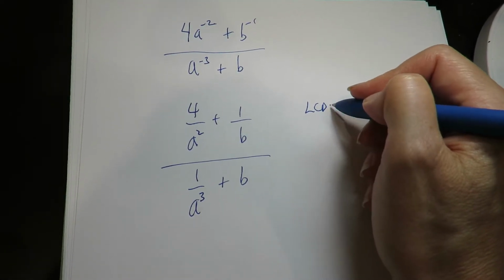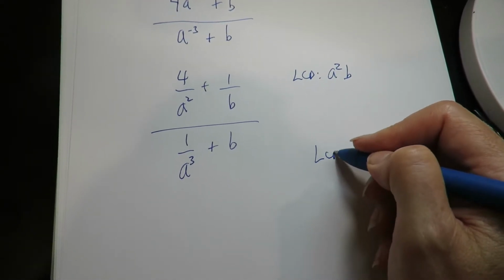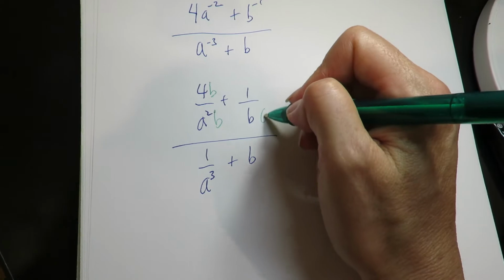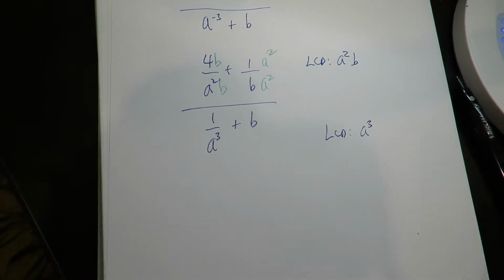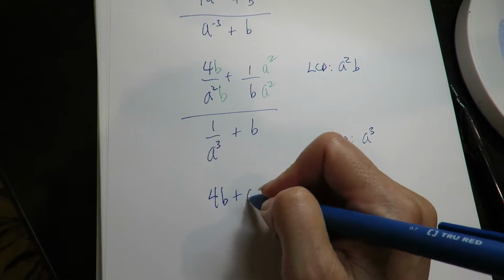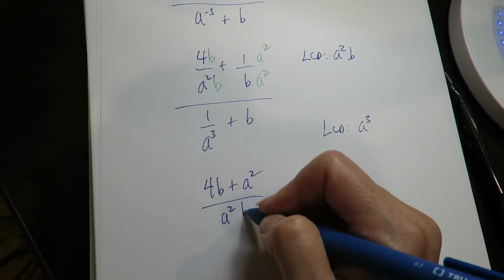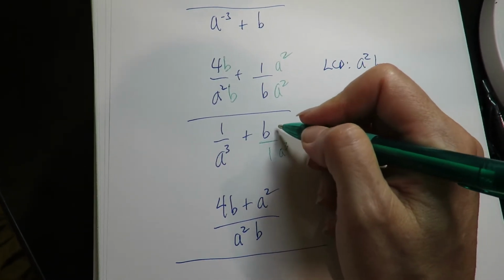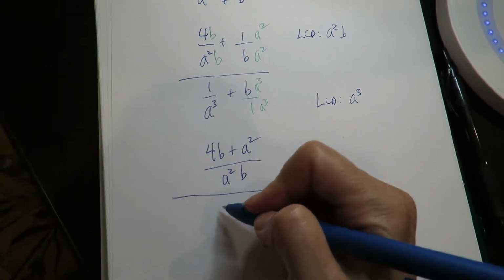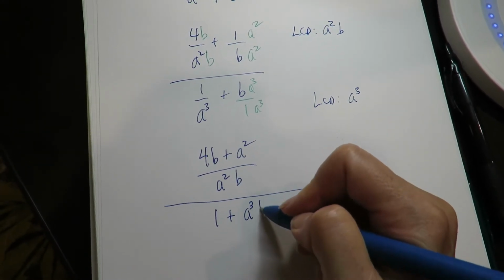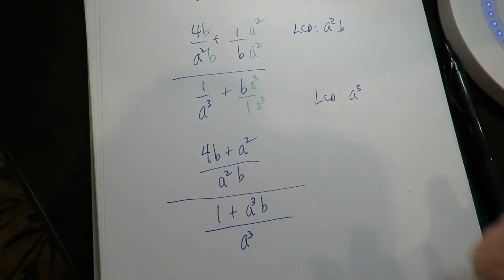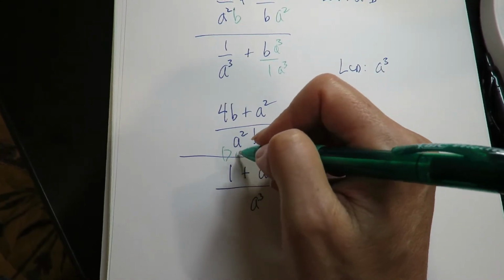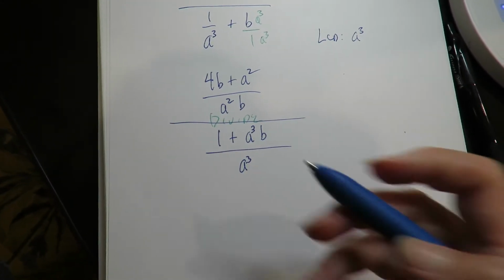So the LCD on this one is a squared b. The LCD on the bottom is a cubed. Alright, let's balance. So the numerator is going to be 4b plus a squared over a squared b. And again, it's looking weird as heck. Balance the bottom. 1 plus a cubed b over a cubed. Okay, now that it's one fraction over one fraction, that's where we can do the divide part.